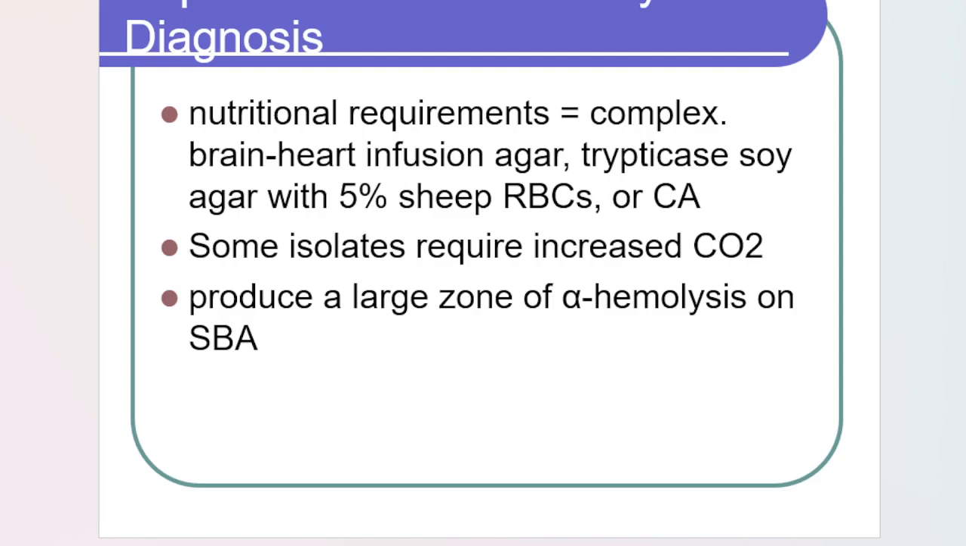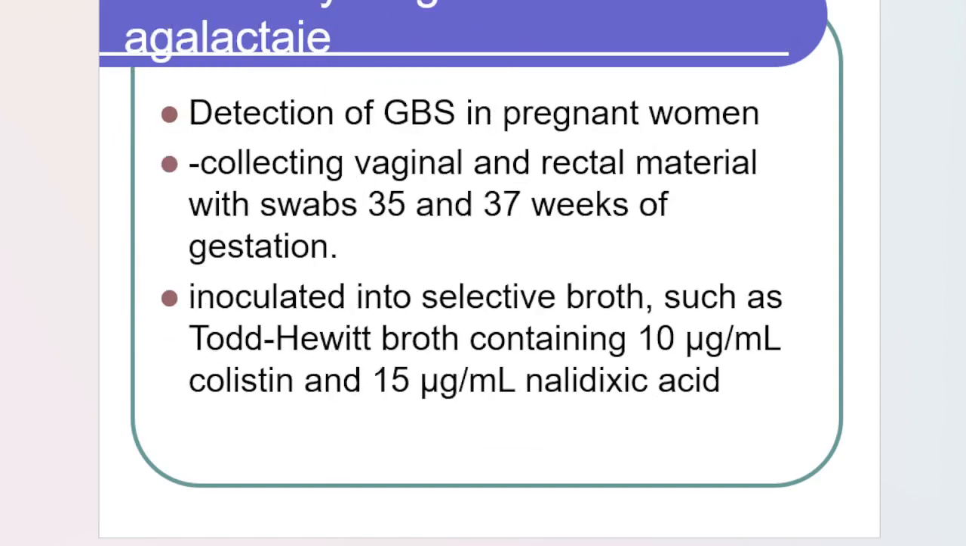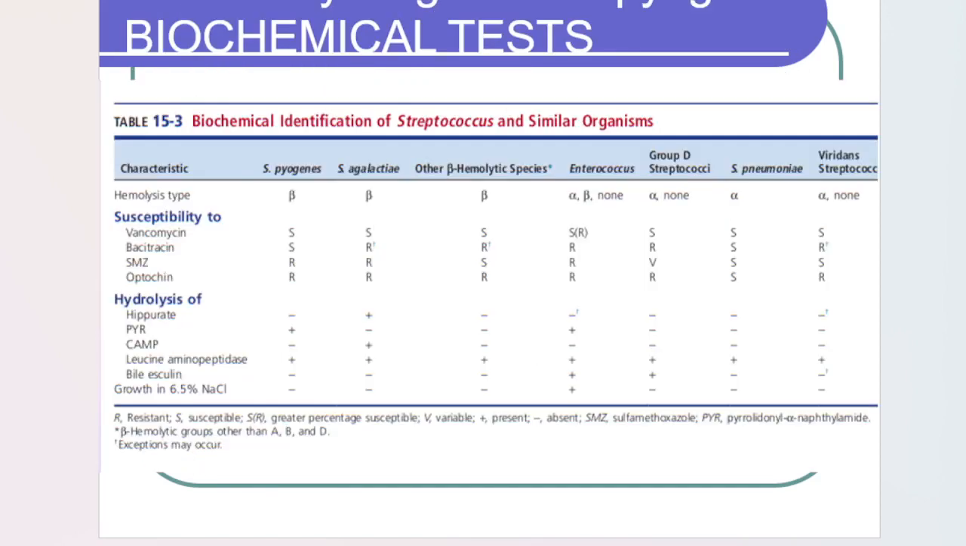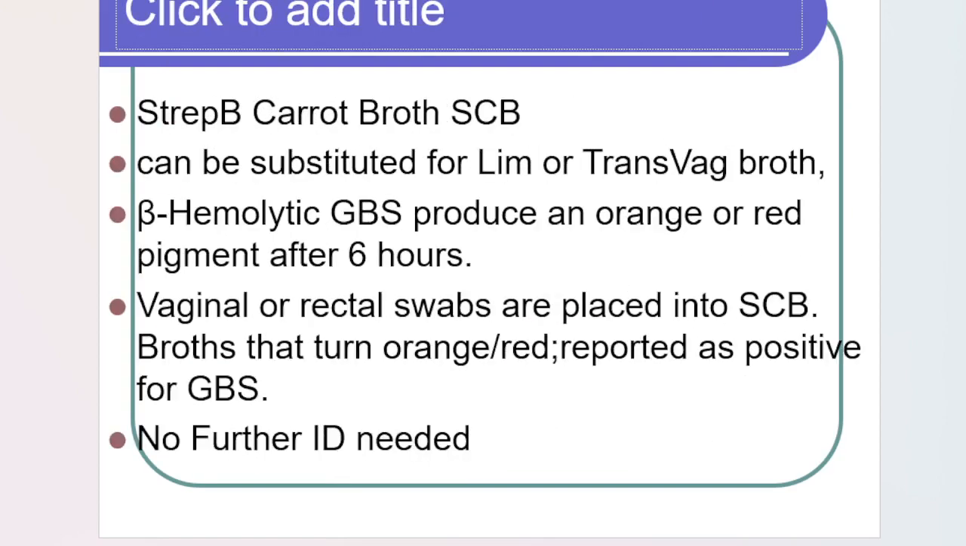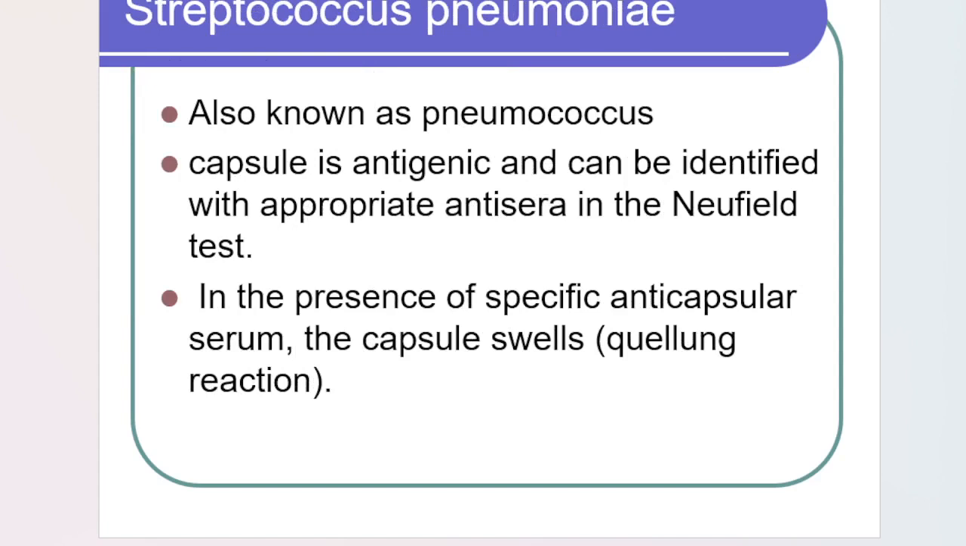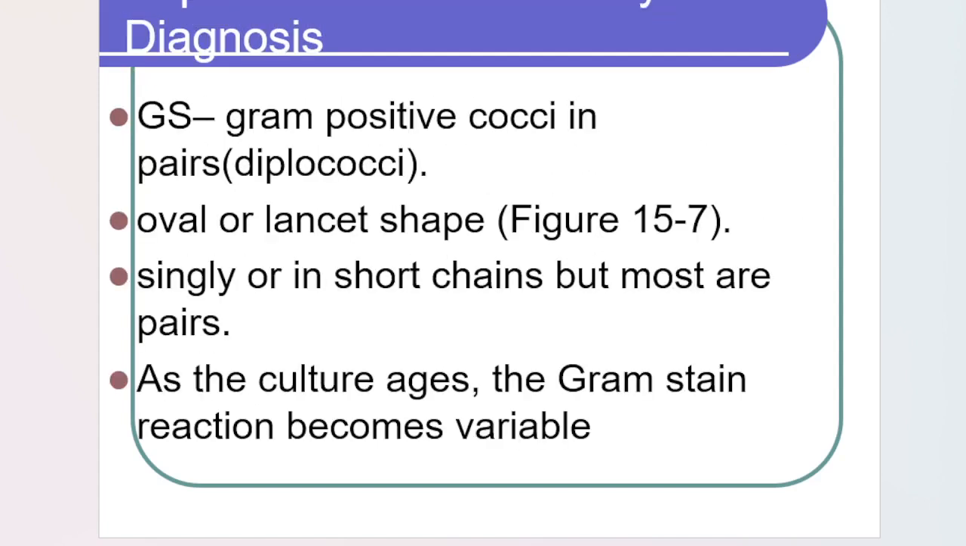So it produces a large zone of alpha hemolysis in the SBA. Okay? So, balikan natin, how can we differentiate it with viridans? Yung optochin test. Okay? So, optochin, sensitive si pneumoniae, si viridans is resistant. Pag mga alpha hemolytic, okay, from respiratory samples.